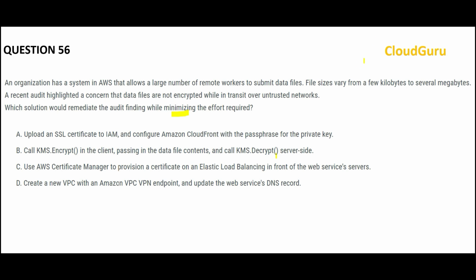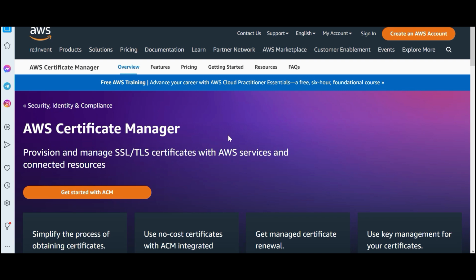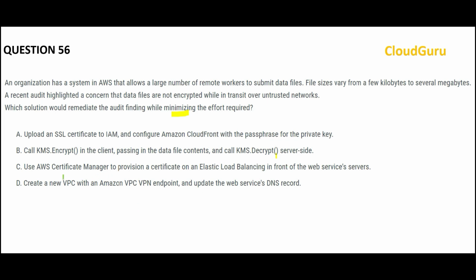Whenever we are talking about encryption in transit, we are talking about SSL certificates. And where do we store certificates in AWS? We do it in Certificate Manager. It manages these certificates. And which option do I find? Certificate Manager. This option. I would not even care to read the other part. This is my answer. Now let us scan through other options.